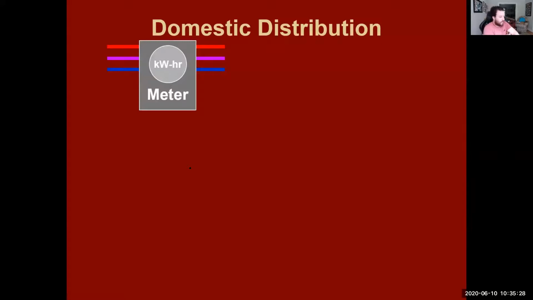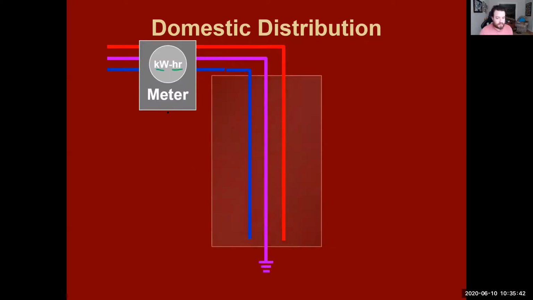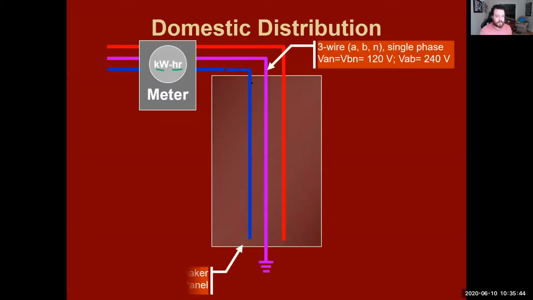So those wires come off of that transformer. They will go through a meter. This is the first thing it hits before it actually goes into your house. So this is how they're going to be getting your kilowatt per hour meter. Now we're going to go into our domestic distribution box. All right, our circuit breaker panel.